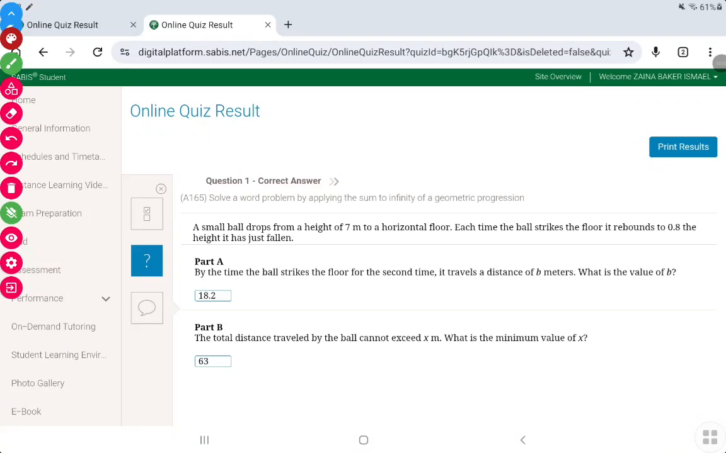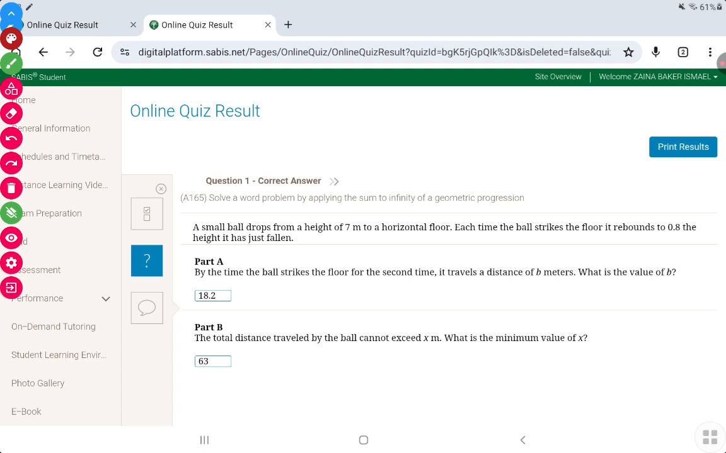I'm going to be doing the Algebra 6.3 quiz for final. Question 1. It says that a small ball drops from a height of 7 meters to a horizontal floor. Each time it strikes the floor, it rebounds to 0.8 the height it just fell.